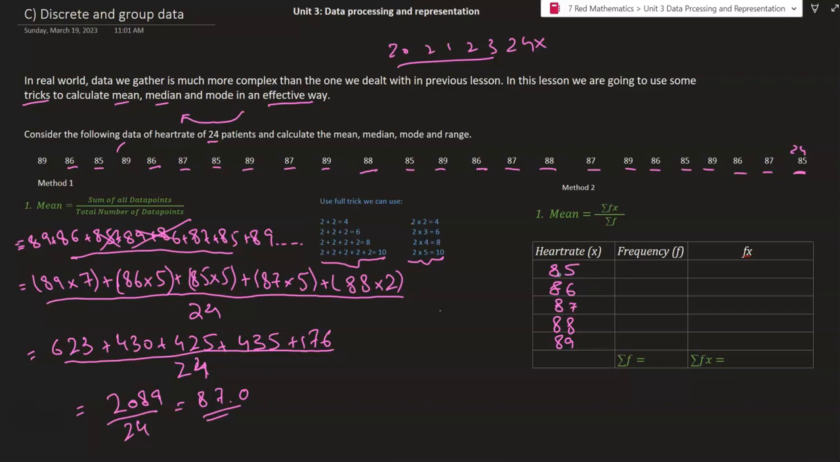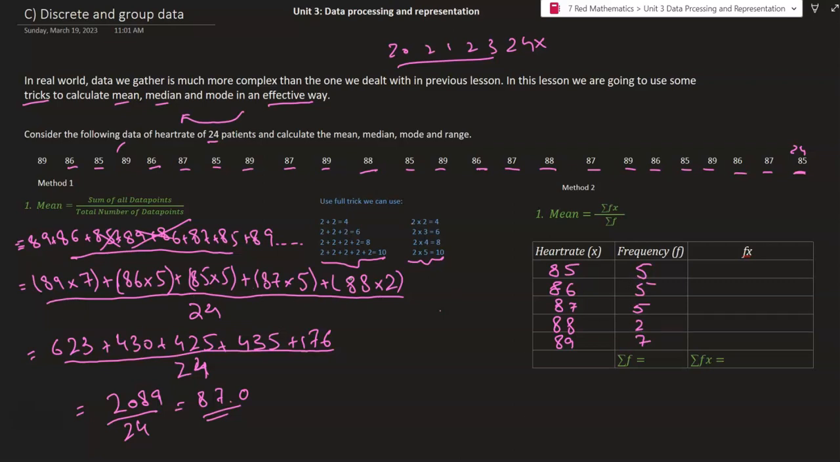Now we have to figure out how many times these values repeat. 85 repeats 5 times. We have already figured it out here, but we can count it again: 1, 2, 3, 4, and 5. So that's 5. 86 will be 5 times again: 1, 2, 3, 4, and 5. And 87 will be 5 times, 88 is 2 times, and 89 is 7 times. I already figured this out.